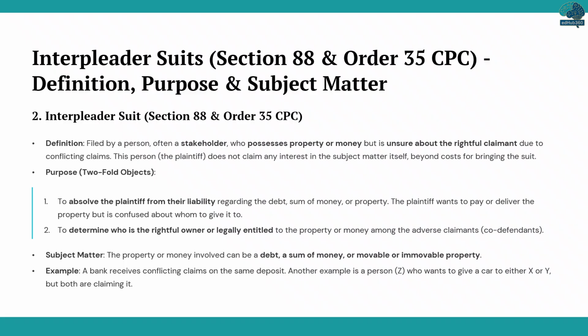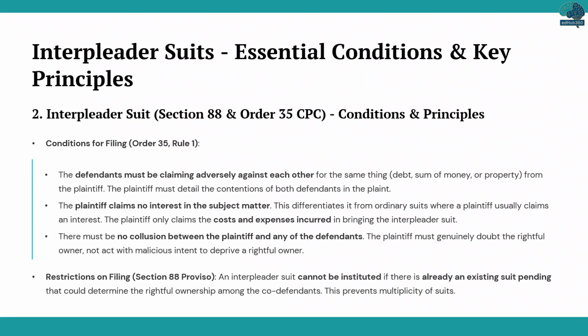For an interpleader suit to be filed, specific conditions must be met. The defendants must be claiming adversely against each other for the same thing from the plaintiff, and the plaintiff must detail both their contentions in the plaint. Crucially, the plaintiff must claim no interest in the subject matter itself, only their costs and expenses for initiating the suit. There must also be no collusion between the plaintiff and any of the defendants. The plaintiff must genuinely doubt the rightful owner.